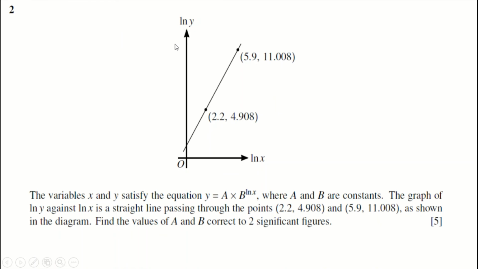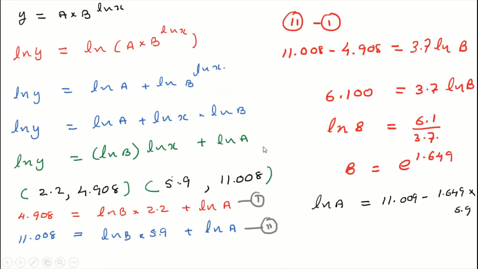This is again converting y equals a into b to the power ln x into the linear format. We have to take the equation of a straight line by simply manipulating this. So what you can do is to take logarithm on both sides and convert it into a linear format. Once you convert it into linear format, that equation will satisfy these 2 points. So we apply those 2 points in the equation and find values of a and b. Let's see how to do it.